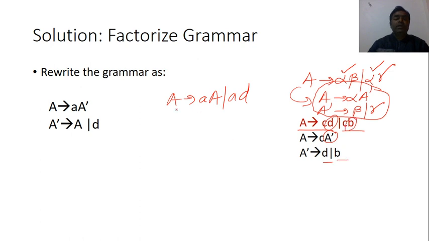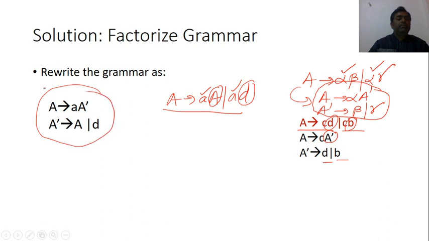In this way, if the grammar is this one and we want to perform the left factoring in this grammar, or we want to factorize this grammar, so we will write this grammar as A raised to this is small A prime, and A prime raised to the remaining part of this one, that is A, and the remaining part of this one, that is D, A or D. This is the factorization of the grammar.